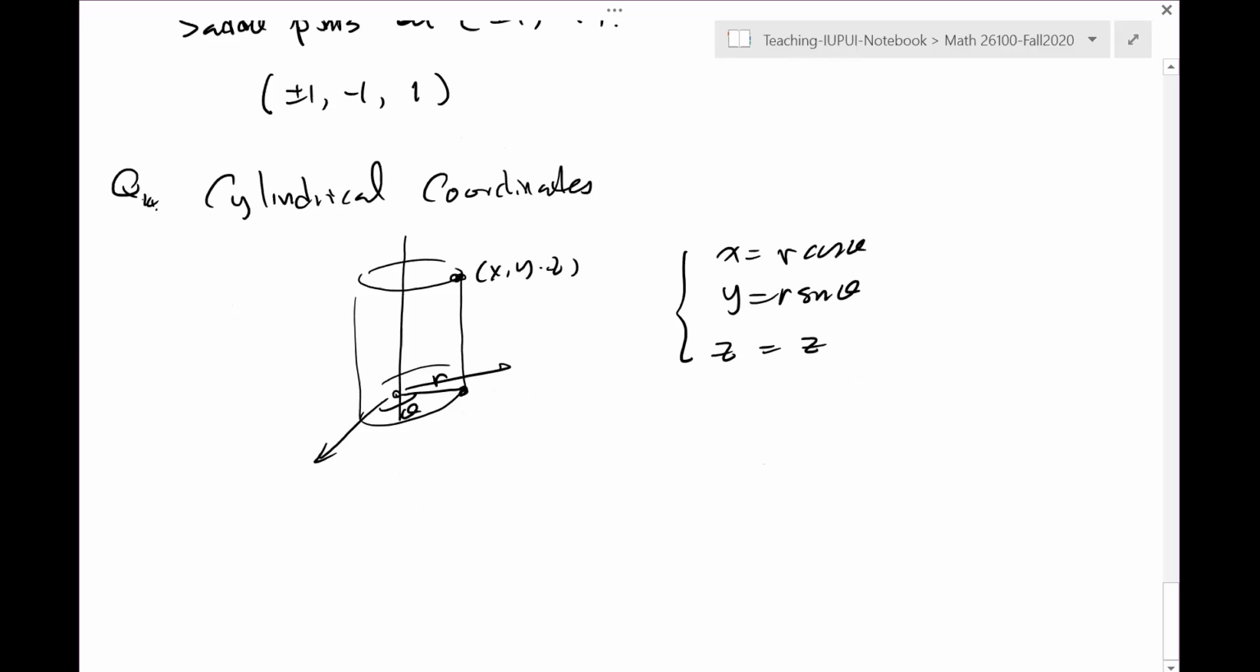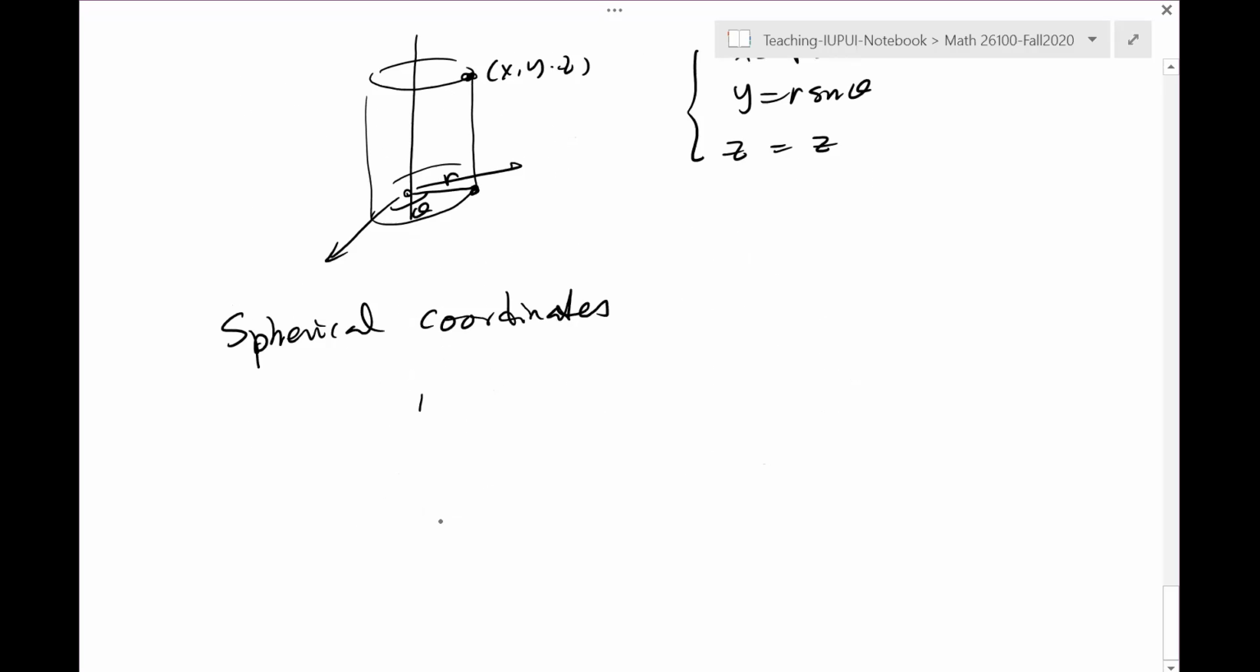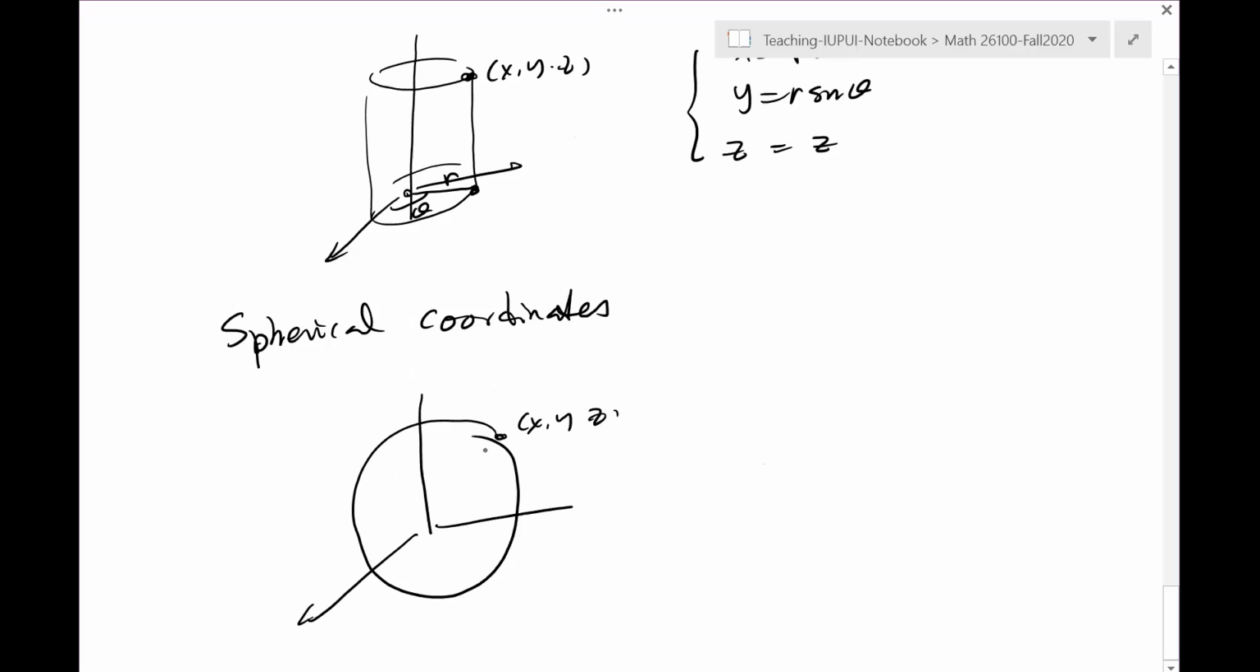Okay, so let's review. So spherical coordinate. Spherical coordinates are for points in space. Take an arbitrary point in the space. You draw the sphere. Once you draw the sphere, then you can project this point here. Then you also draw this line. Okay, this is the phi. That's going to be theta, and this will be rho.